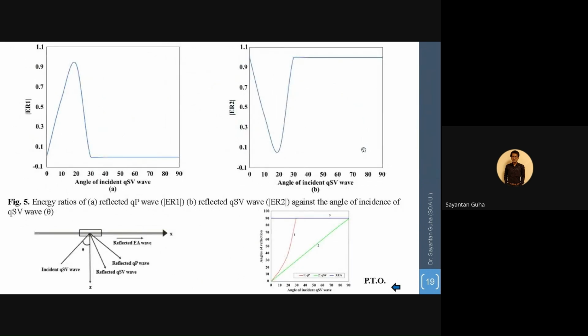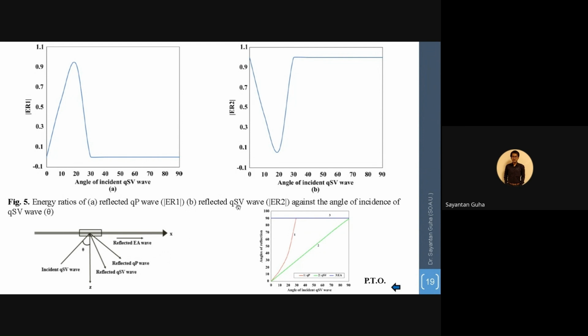Let us come to the final set of graphs for the following problem. Here we finally consider an incident QSV wave. Last time we had considered an incident QP wave. Now we consider an incident QSV wave. And over here once again I have provided the geometry of the angles of propagation of all reflected waves. This geometry is going to be important in this figure. Let us observe what's happening.